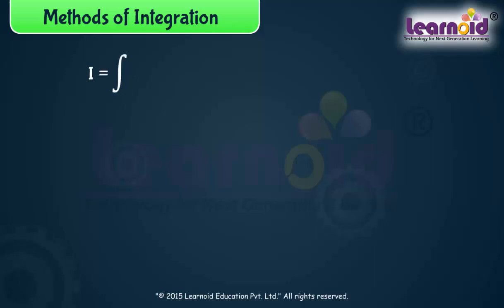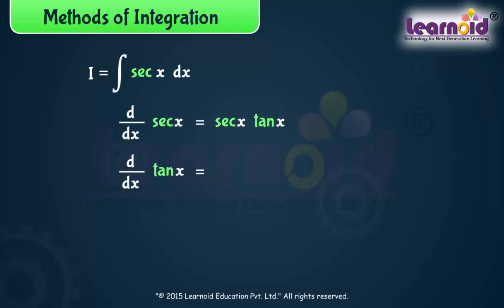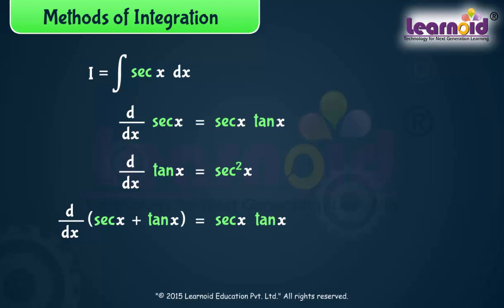Now let us find integral of sec x. Here is a trick. There is no point in writing sec x as 1 by cos x. We always find a denominator whose differentiation is the numerator. We know d by dx of sec x is equal to sec x tan x, and d by dx of tan x is equal to sec square x. So d by dx of sec x plus tan x is sec x tan x plus sec square x, or taking sec x common, we will get sec x into sec x plus tan x.